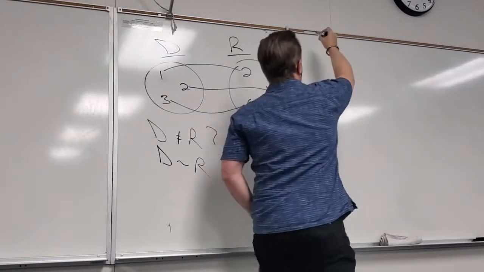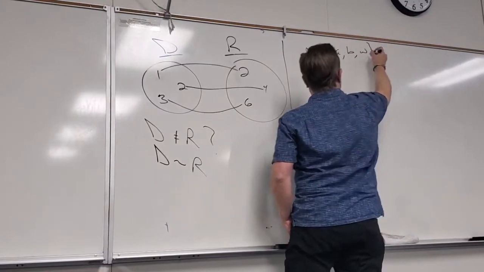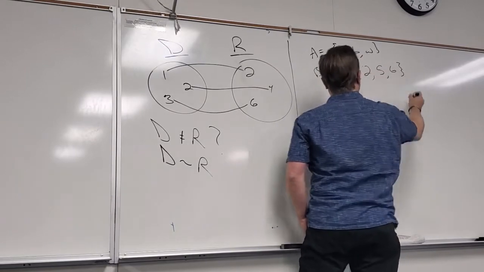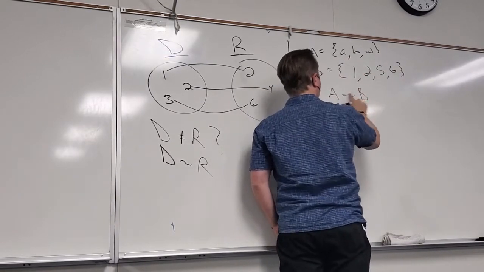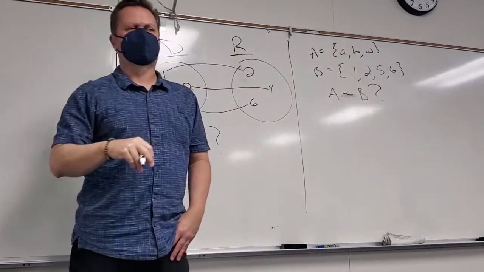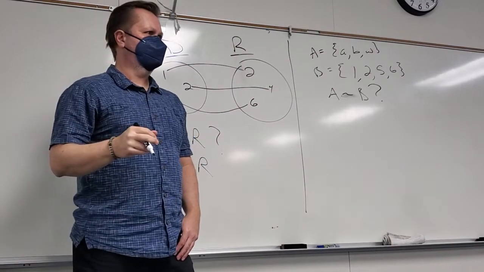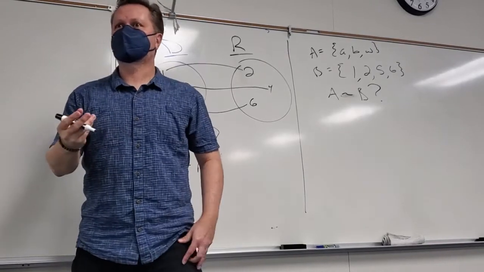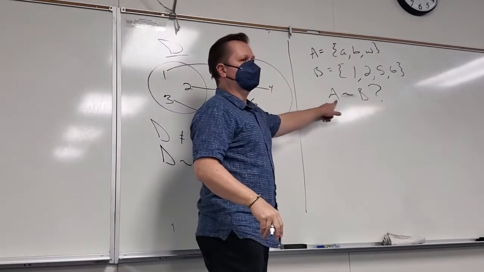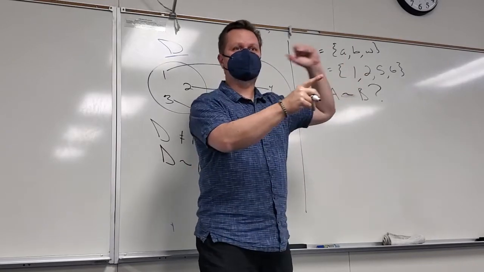Now let me ask you this: if A was {a, b, w} and B was {1, 2, 5, 6}, is it correct to write this? I see a few people telling me answers. Anybody else? Is it correct to write that? Are you guys all right? No. Yeah, it's not correct. I love it. So you guys are okay.